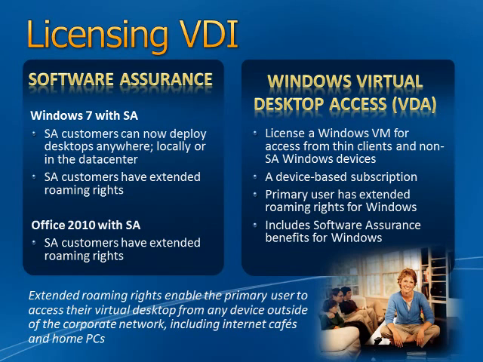For the machines that did not have software assurance, or maybe they were thin clients, they have purchased the VDA license. The VDA license is a subscription license, so you would subscribe to that through your volume licensing agreement, and that licenses you effectively for Windows 7 with full software assurance benefits, so you would get the same SA benefits as you would have got if you had purchased Windows 7 with SA. And again, that obviously then gives you the extended roaming rights so that you can access that desktop image from both the thin client that you were using or the PC without software assurance that you were using and any other non-corporate device.